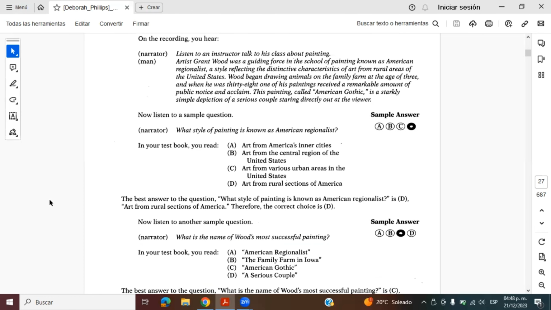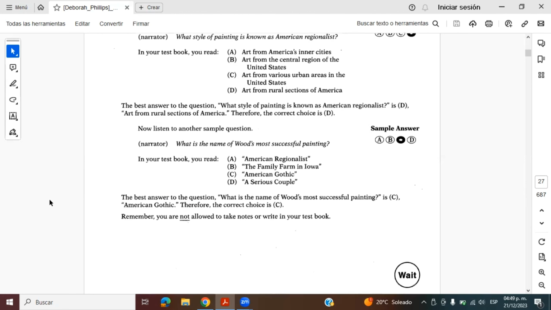Now listen to a sample question. What style of painting is known as American Regionalist? In your test book, you will read A. Art from America's inner cities. B. Art from the central region of the U.S. C. Art from various urban areas in the U.S. D. Art from rural sections of America. The best answer to the question, what style of painting is known as American Regionalist, is D. Art from rural sections of America. Therefore, the correct choice is D.